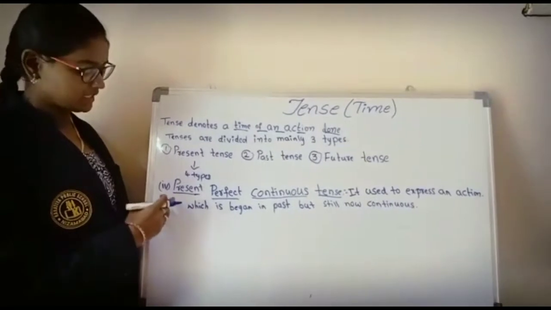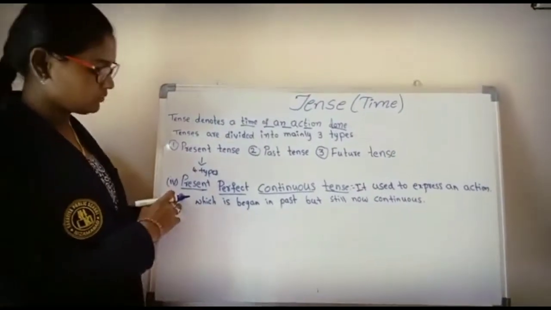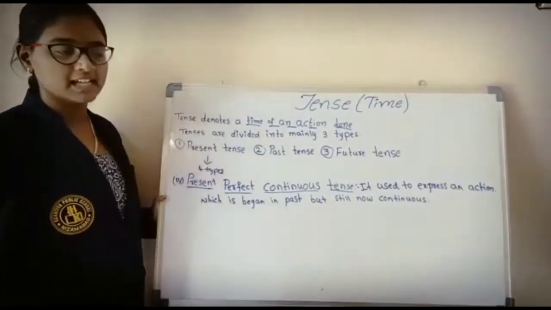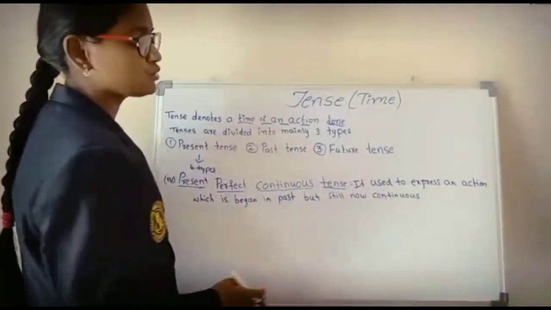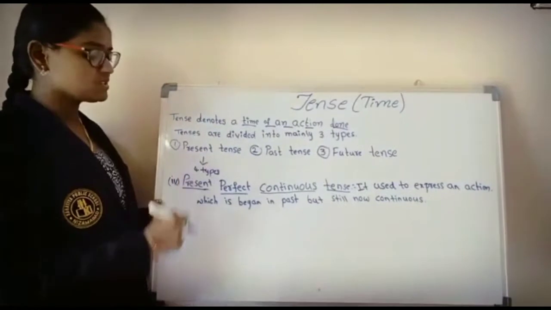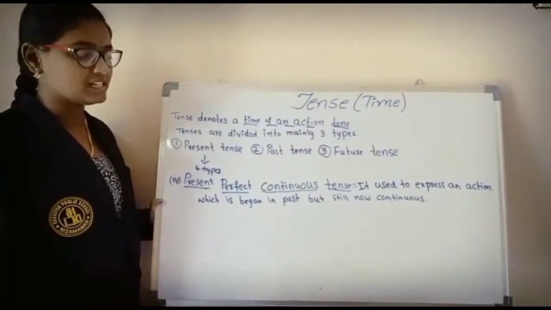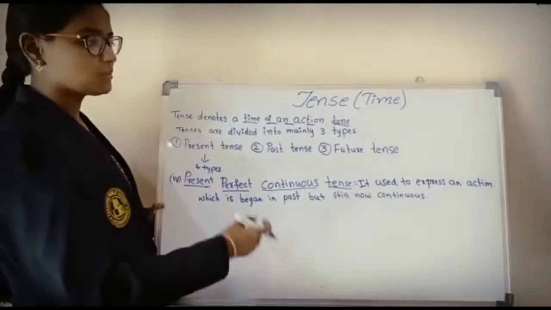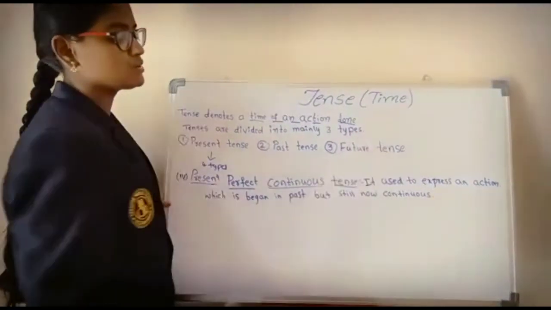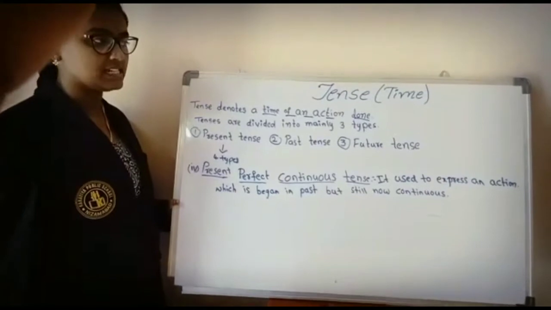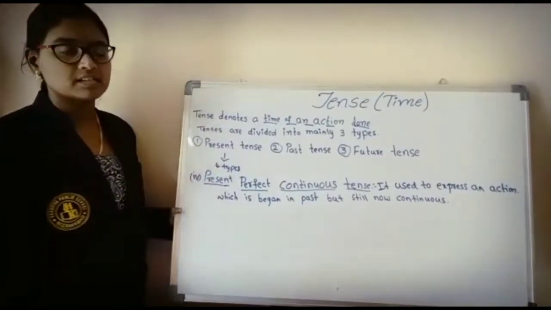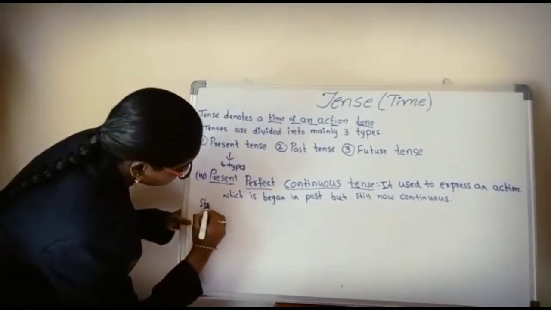Now I am explaining about fourth subtense, that is nothing but present perfect continuous tense. Present perfect continuous tense definition is nothing but it is used to express an action which began in past but still now continues. Once again I am repeating the definition. Now structure I am writing.